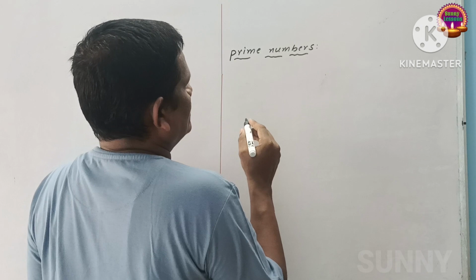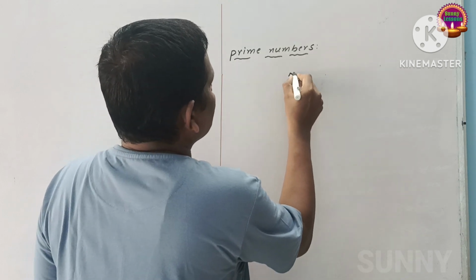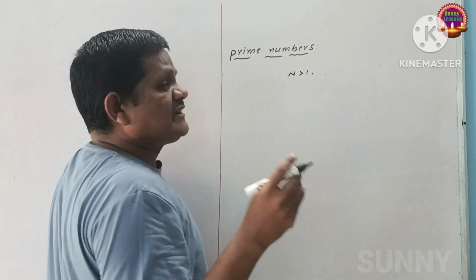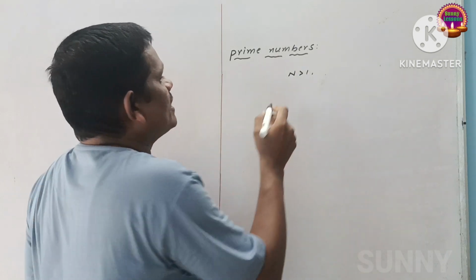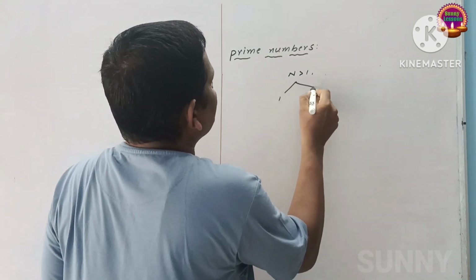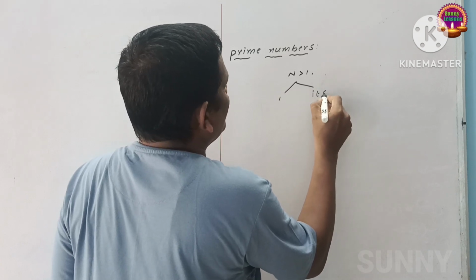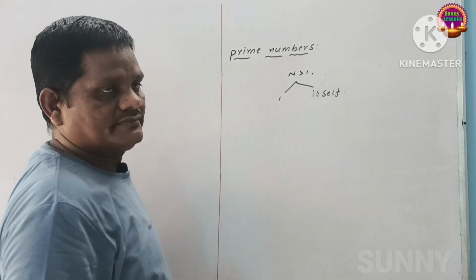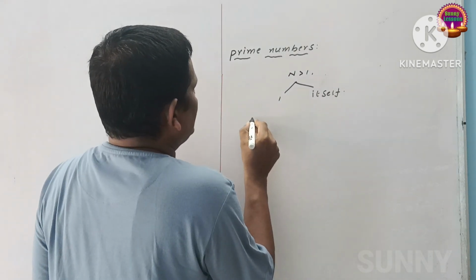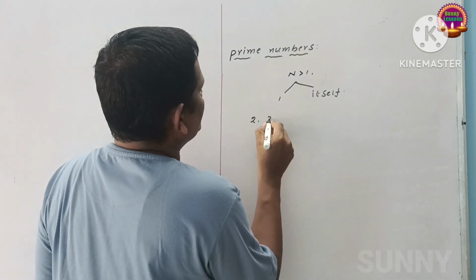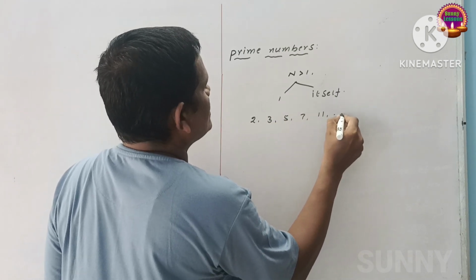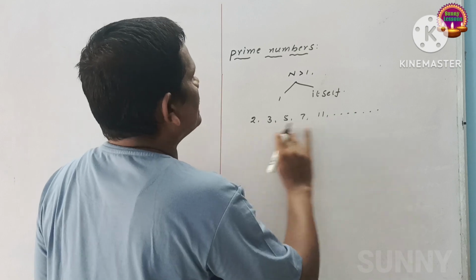Prime number means a natural number n greater than 1 is called prime if it has only the factors 1 and itself. Those numbers are called prime numbers. For example, the prime numbers are 2, 3, 5, 7, 11 and so on. These are called prime numbers.